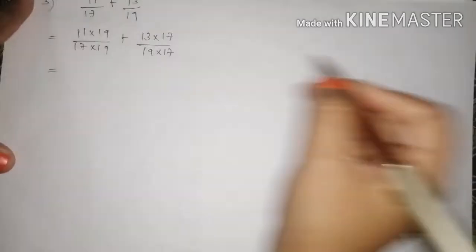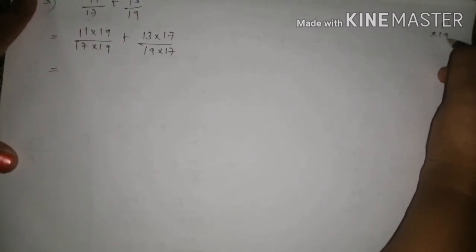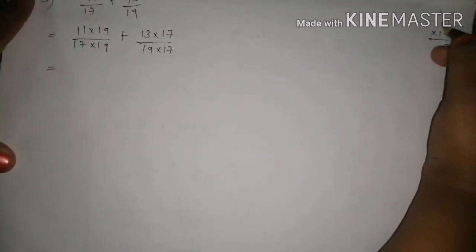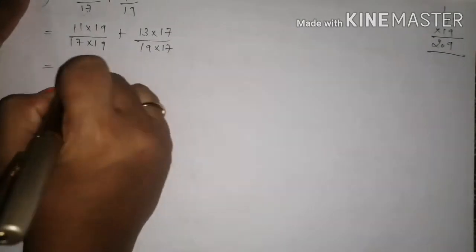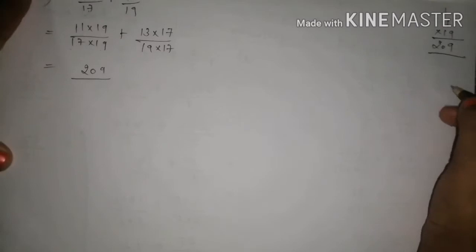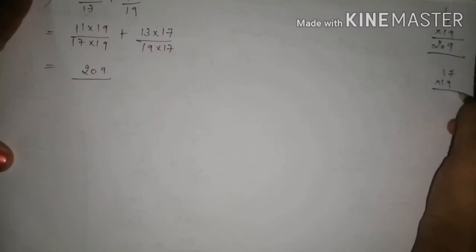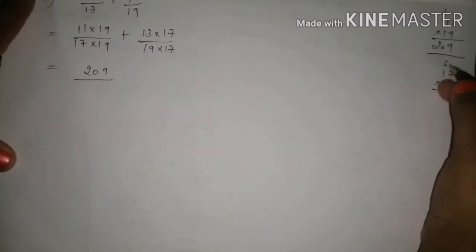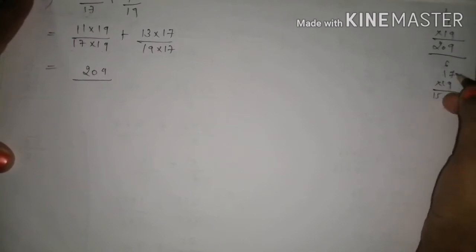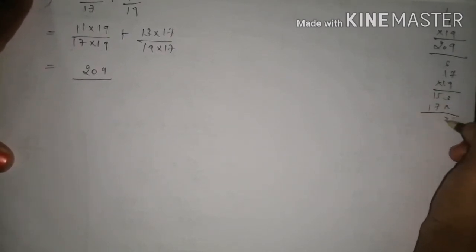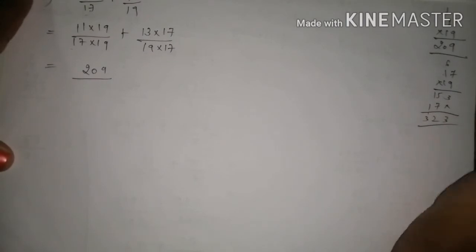Just multiply quickly. 11 into 19: 19 ones are 19, 19 ones are 19 and 1 is 20, 209. After multiplying I got 209. Now down, 17 multiplied by 19: 9 7s are 63, 9 1s are 9, 9 and 6 is 15, 1 carry; 1 7 is 7, 1 1 is 1, 3, 5 and 7 is 12, 323.